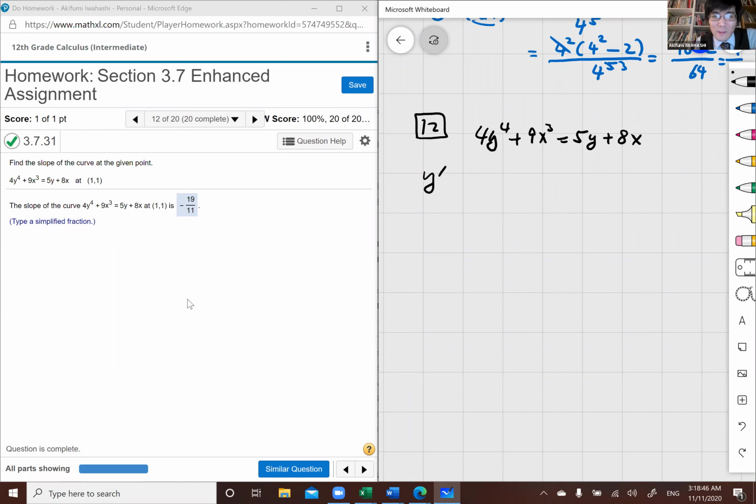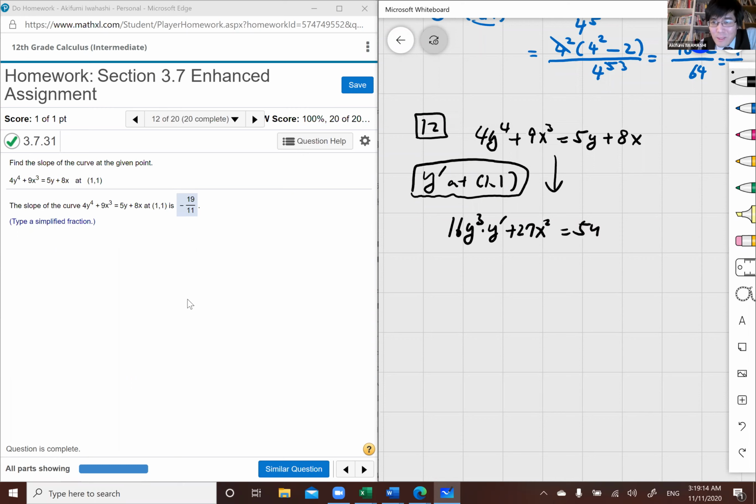Okay, remember, the slope of the curve is the same thing as the slope of the tangent line, which is the same thing as the derivative at the given point. So first of all, differentiate both sides of the equation. You want to get 16y cubed times y dash by the chain rule plus 27x squared times 1 is equal to 5y dash plus 8.